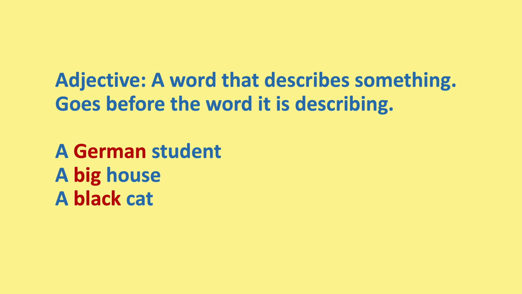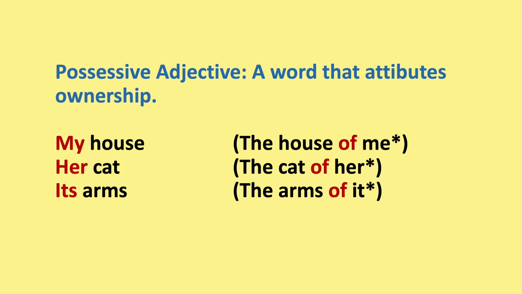An adjective is a word that describes something. It goes before the word it is describing sometimes. For example, a German student, a big house, a black cat. The red words are the adjectives. Possessive adjective, a word that attributes ownership. For example, my house, her cat, its arms. The words in red are the possessive adjectives.